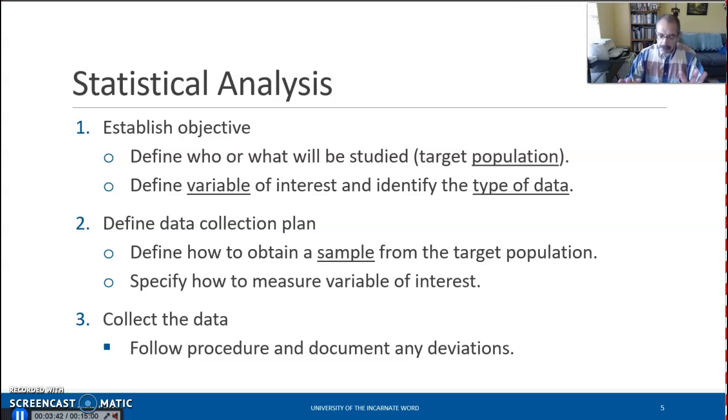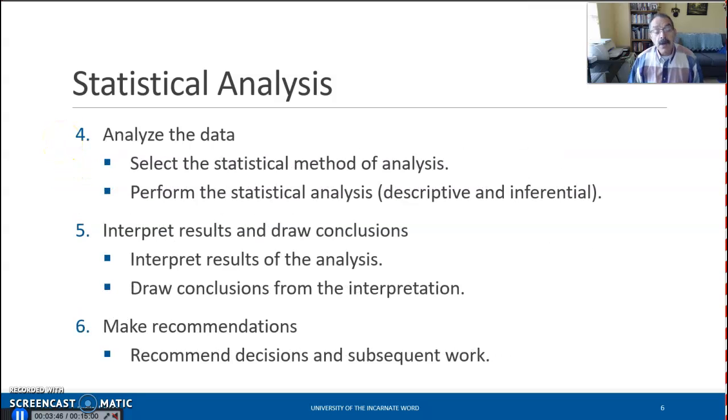Then you proceed to collect the data following your collection plan. And once you have the data, you perform the analysis of the data. That's what we're doing in these modules, analyzing the data and also interpreting the results. Because based on those results, you will draw conclusions and make recommendations for future work or decisions that need to be made. So we're in the 4th and 5th steps of a statistical analysis.